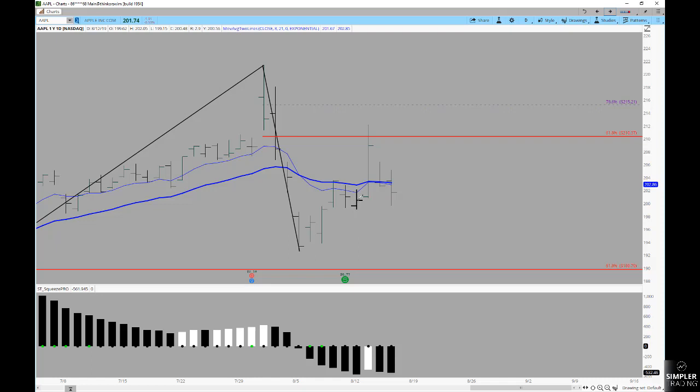So when I started working this idea, I was thinking, all right, during expiration, maybe Apple can be kind of choppy. Maybe it can revolve or oscillate around a psychological level, and 200 would be a good spot to do that. All right, I put the trade on through the iron fly, looking for basically prices to stay right around 200. The very next day, we rally all the way up into 212.